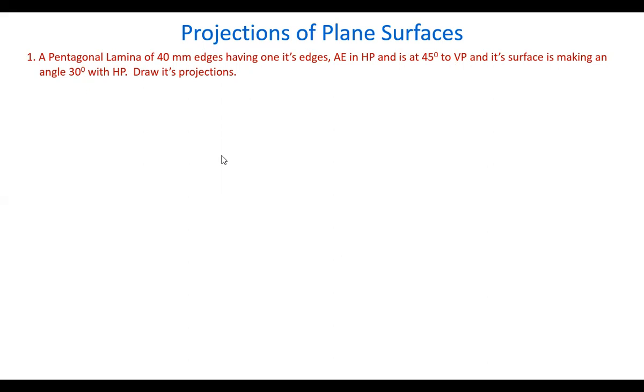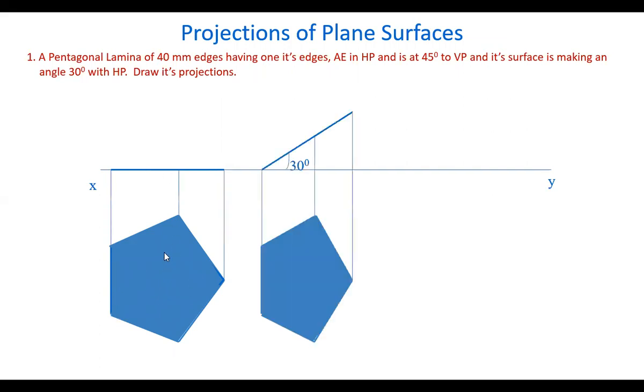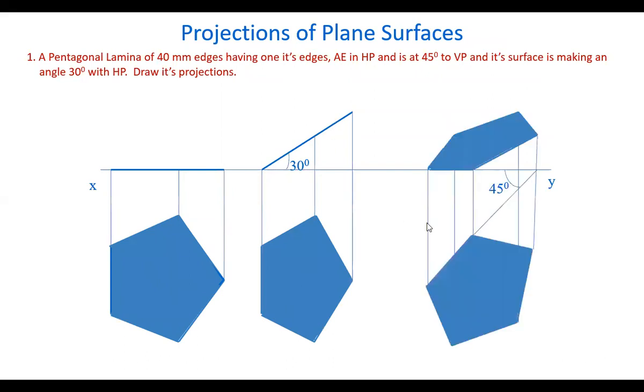So let's take the plane here initially in the horizontal plane, right? And its surface is making a 30 degrees angle with HP, and this edge here is making a 45 degrees angle to the VP. So this is the final position of the pentagonal lamina, and we see the plane like this in the final position. Let's draw the projections now.